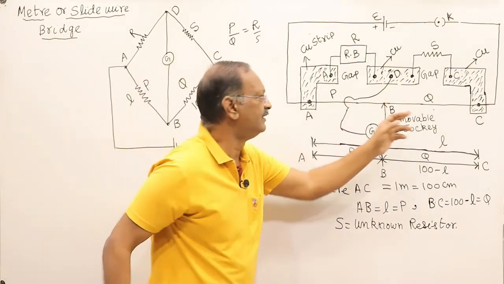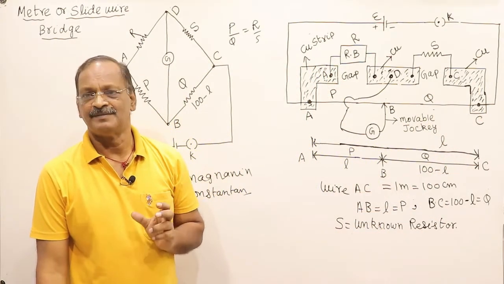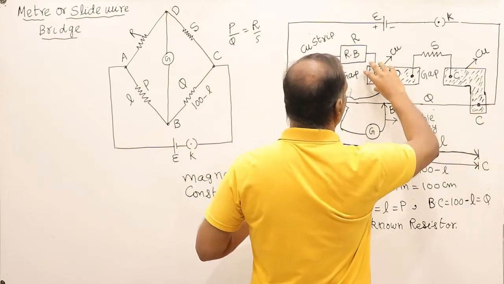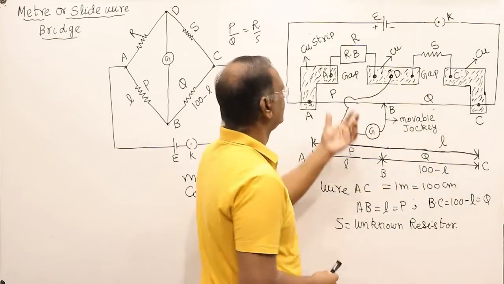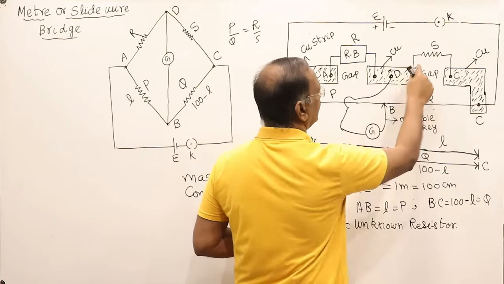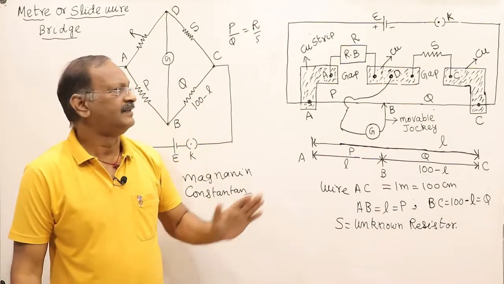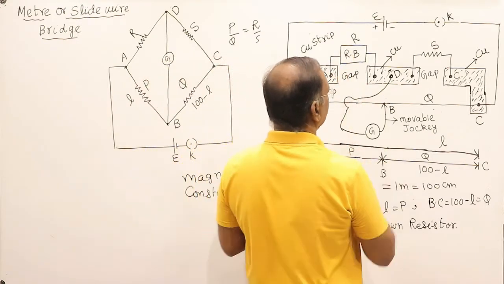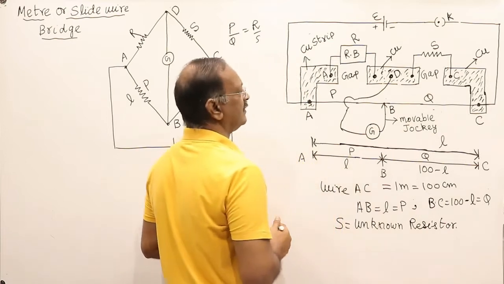The two ends of the wire, this end and this end, are connected to L-shaped thick copper strips A and C. Between these copper strips, one more copper strip is placed with a gap. This is the left gap, this is the right gap. It is not continuous, so that there is a gap in between the copper strips. A resistance box is connected to the gap between A and D. This also we can call point D, because the resistance is the same here also because of the copper strip.